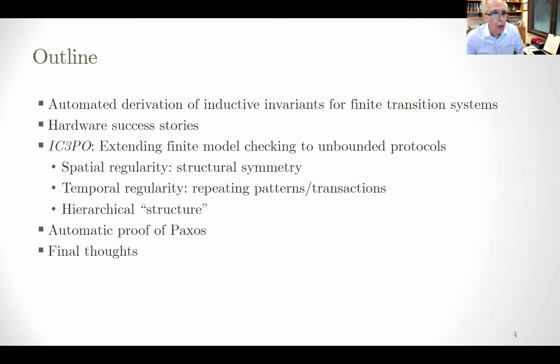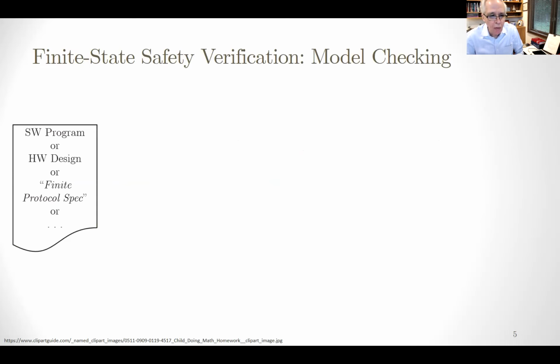So I'm going to spend a little bit of time talking about how we do inductive invariant generation for finite transition systems, and briefly mention how that has worked in hardware. Then I'll tell you what we did in the past couple of years to extend that to unbounded protocol model checking, using the regularity in these protocols, in particular their symmetry and temporal regularity. Then I'll talk about the hierarchical structure of some complex protocols like Paxos, and end by showing you how we actually did prove Paxos automatically. If some of this is known, just holler and I can speed this up.